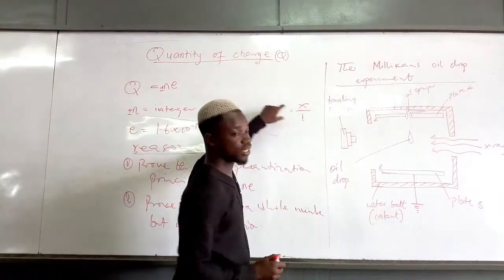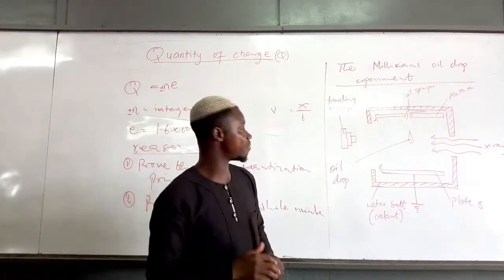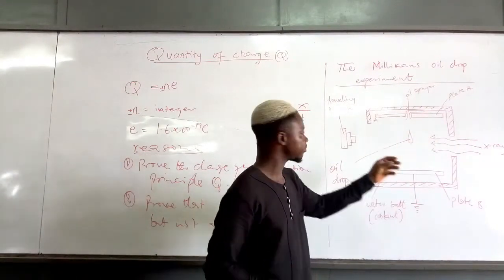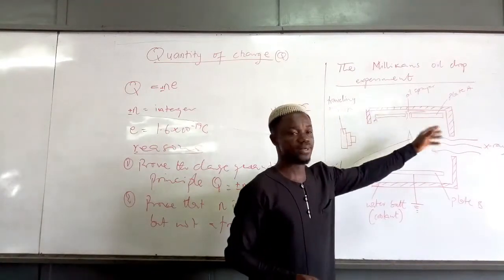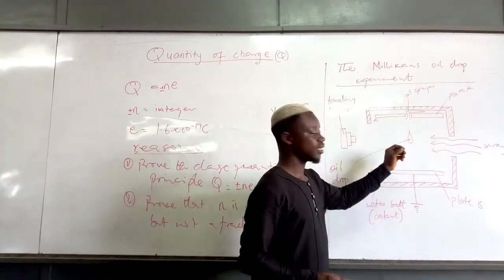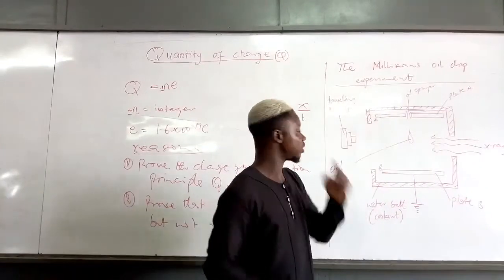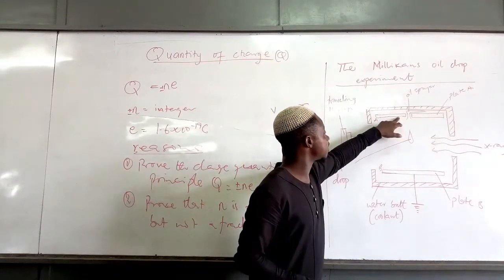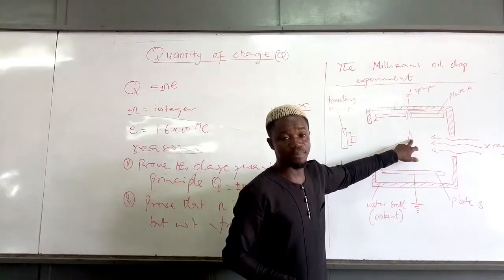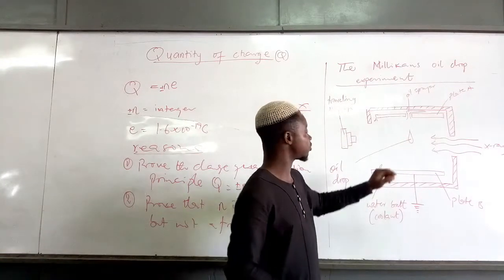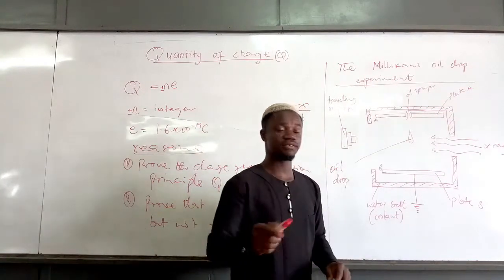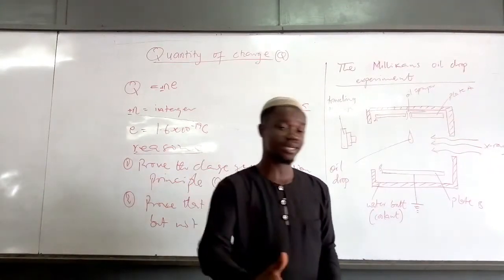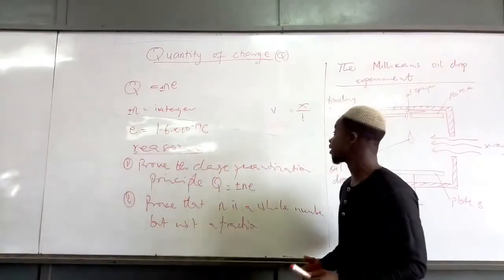We use the terminal velocity to calculate the viscous force. Remember, the oil drop is falling through a viscous fluid, because the whole place is oil. So as the oil drops, there are three forces acting on the oil drop. One, the weight of the oil drop. Two, the electrostatic force between plate A and the oil drop, since the oil drop has a charge. And three, the viscous force. The weight of the oil drop is mass times gravity. That one is easy to find.